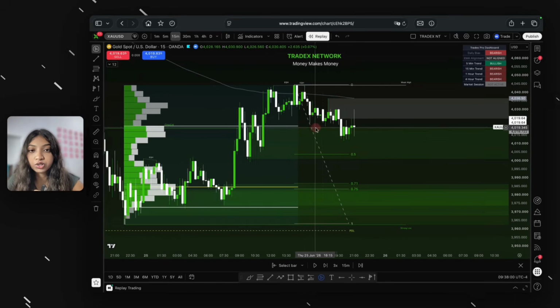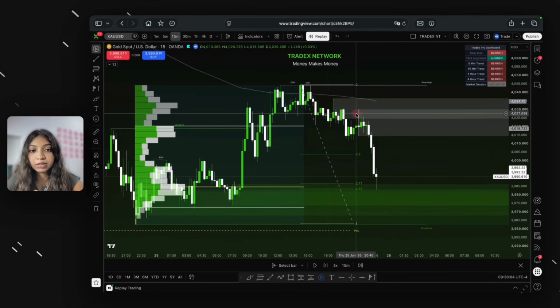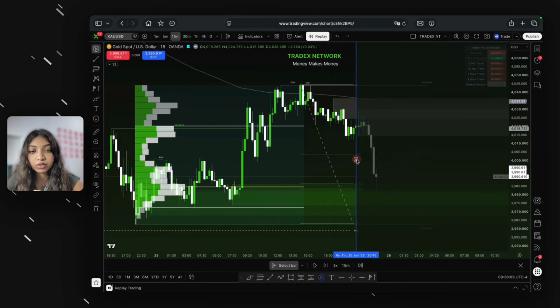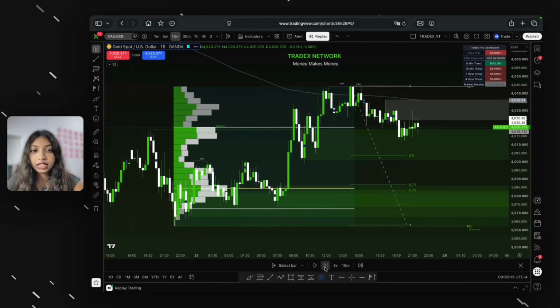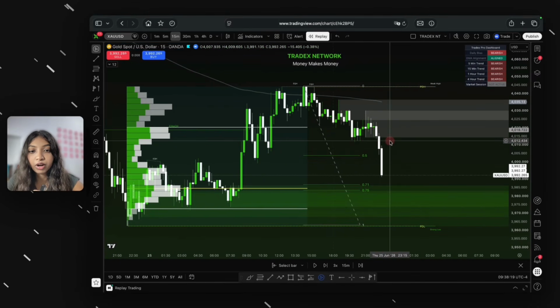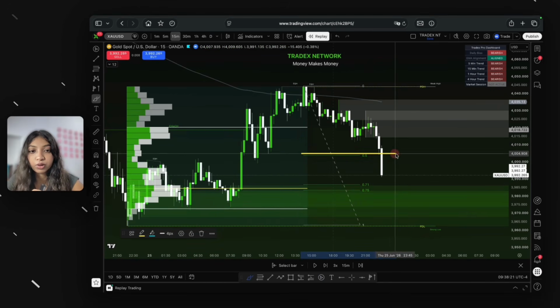Then we had this bearish order block. Let's see. Price instantly broke that. Okay, wait, I'm going to go a little bit back. I think I went a little bit too fast. We're going to go from this, okay? All right. Now, and then we made another order block, and then price just took out this 0.5 level.